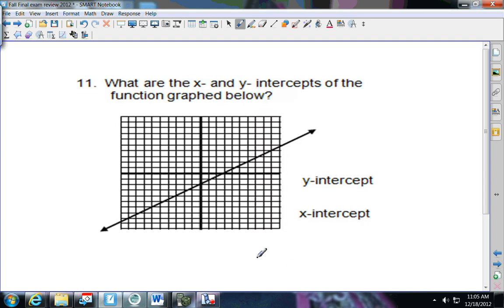Number 10. It says, what are the x and the y intercepts of the function graph below? You need to remember, this is the x, this is the y. So if we do the y-intercept first, here's the y. My y-intercept is right here. It is 0, 2.